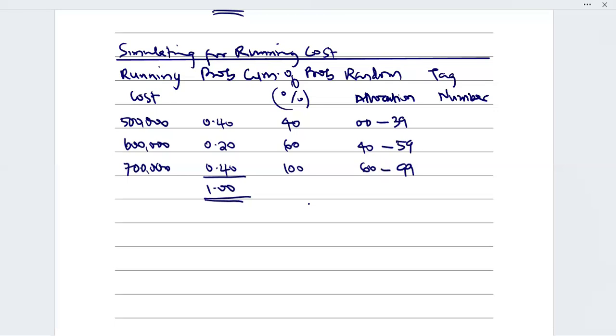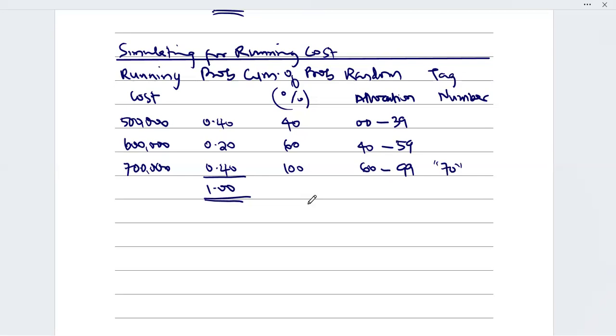I will then go to the question from the tag number given to me for running costs. The first tag number is 70. I will now look at the random allocation. Where does 70 lie? 70 is between 60 to 99. So here will be 70.